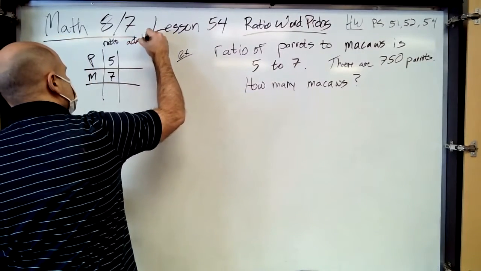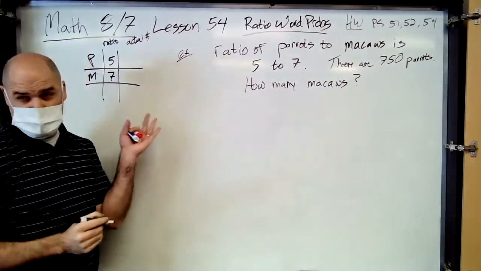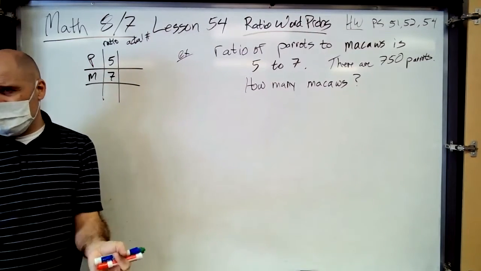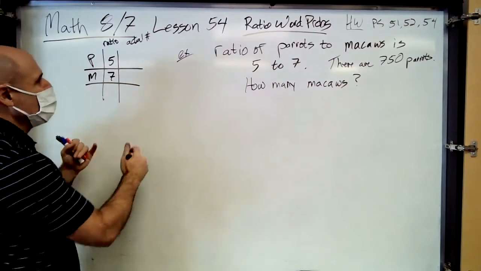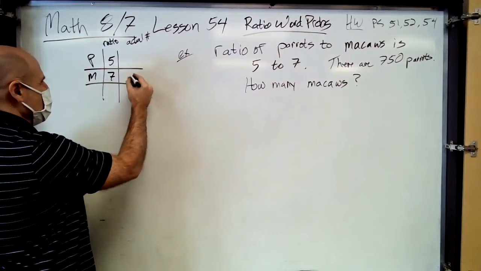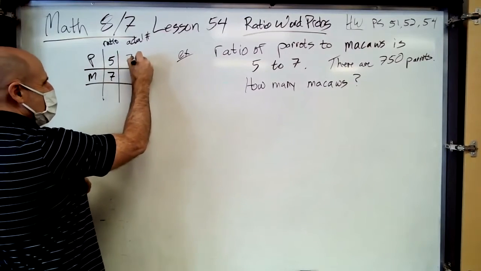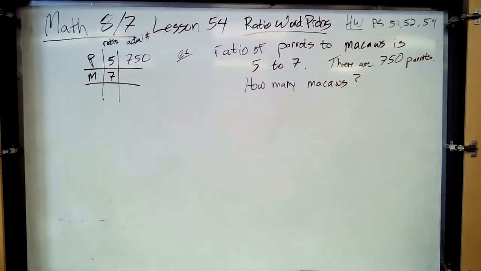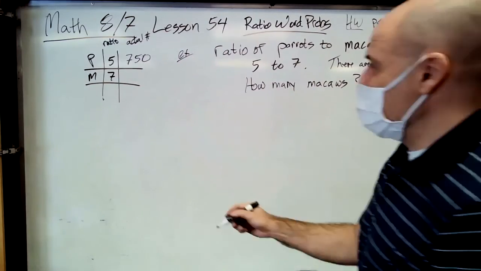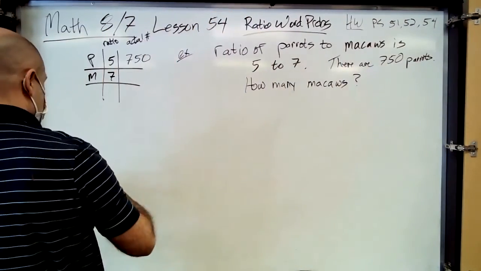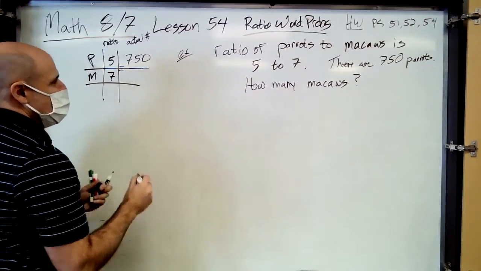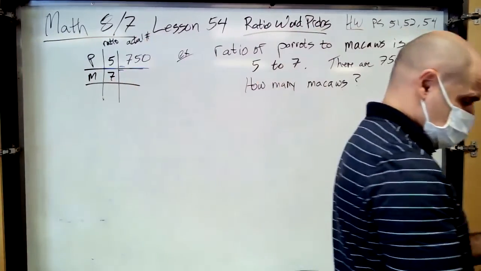Good. Okay, so this next column is the actual numbers. So this ratio is just a ratio. That's how the numbers compare, but this is where you put the actual number. Let's see, parrots, 750 goes there. So do you see what I see? I see a proportion. So I see this guy. Boom equals boom. You see those two fractions?